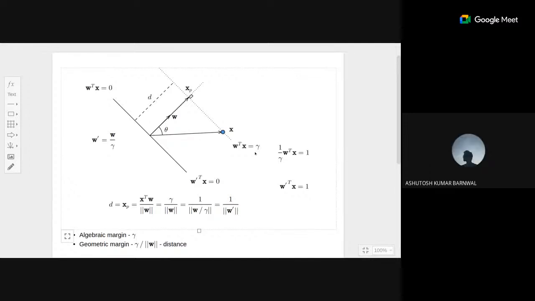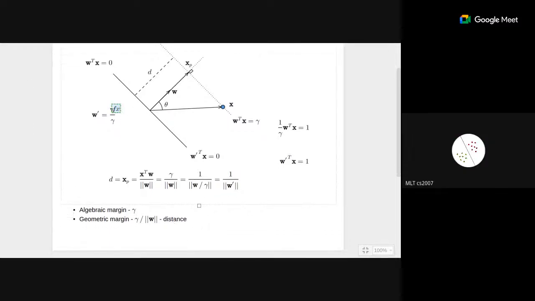Yeah, but gamma is the distance from where to where? From the decision boundary, from this point x to the decision boundary, the solid line and the dotted line. Okay, so the overall distance between the negative margin and the positive margin would be twice gamma, right? Yes. To be more specific, it will be 2 by norm W, since we have set gamma to 1.